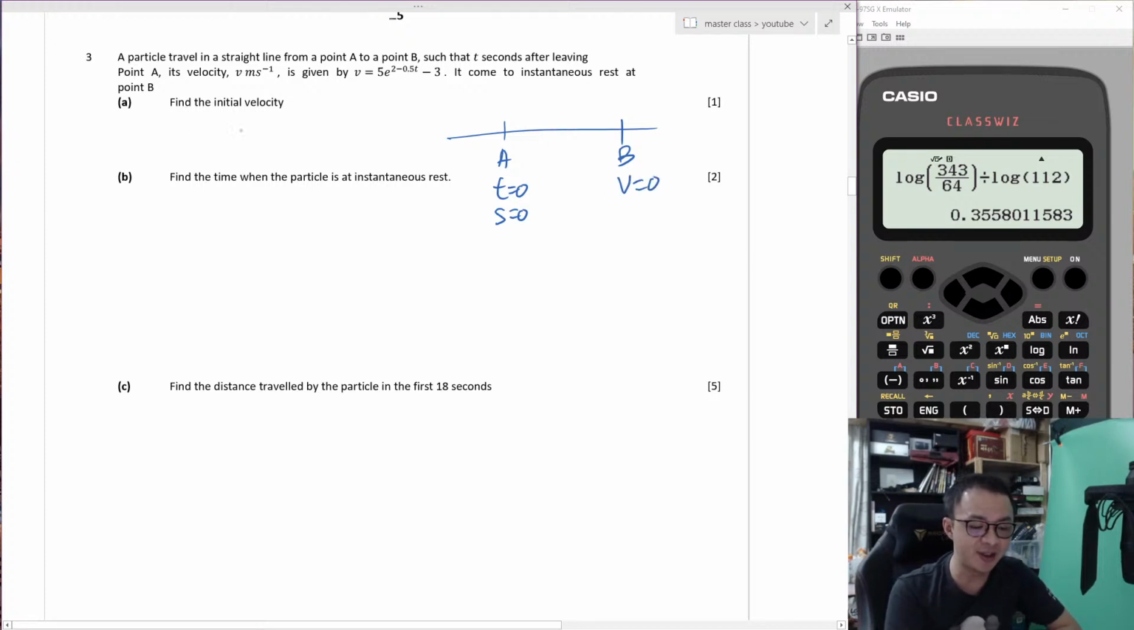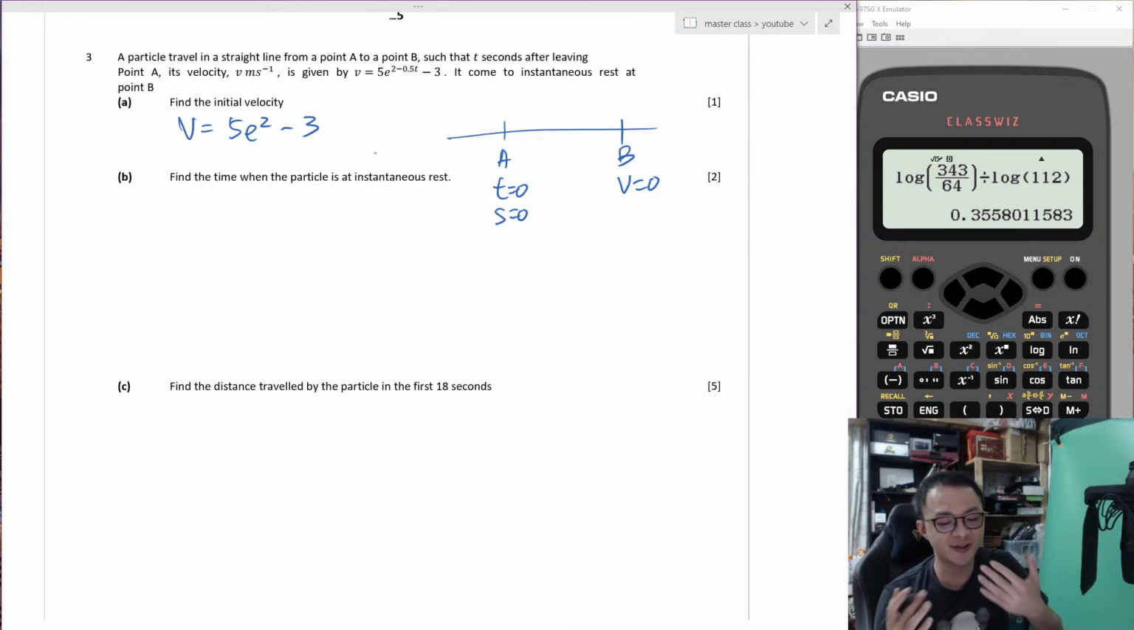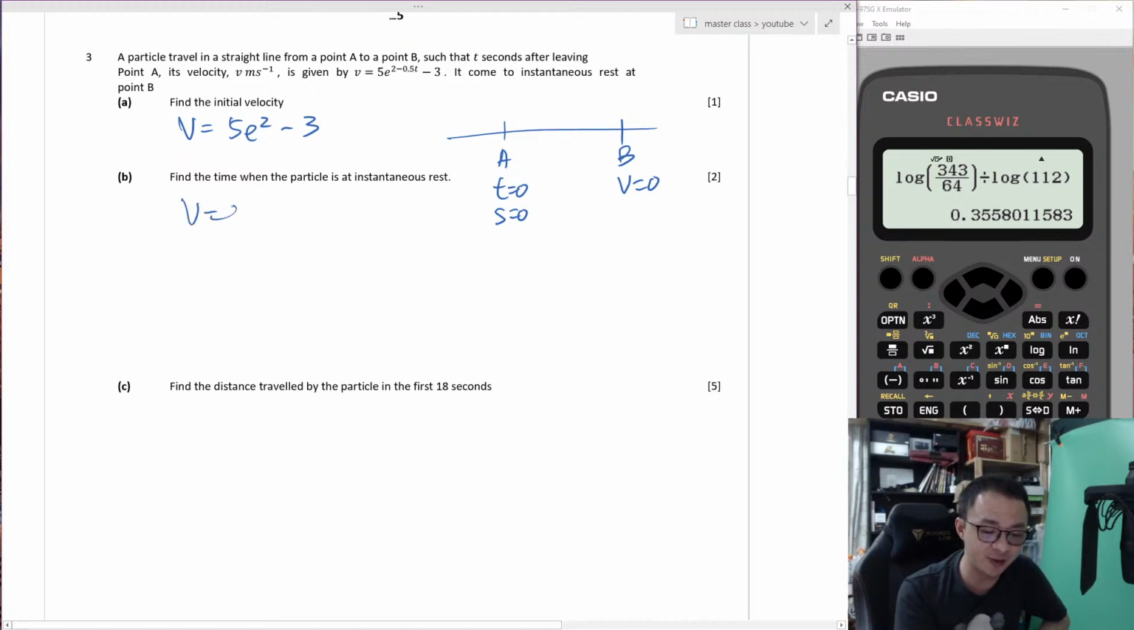This is all the information I have from the sentence. Alright, find the initial velocity when time equals 0. So v equals 5e^(2 - 0.5t) minus 3, and this should be the final answer. Just sub the 0 into t. Find the time when the particle is at instantaneous rest. So basically it means velocity equals 0, so 5e^(2 - 0.5t) minus 3 equals 0. Then I will just solve this one.